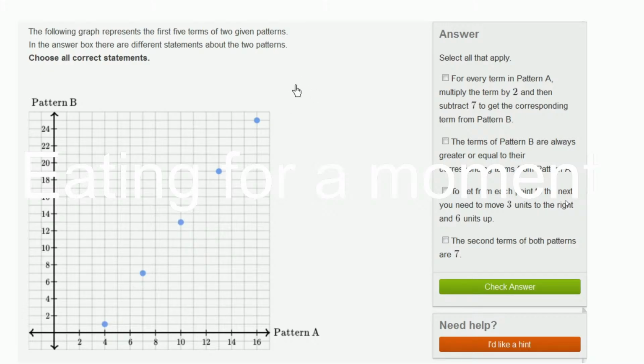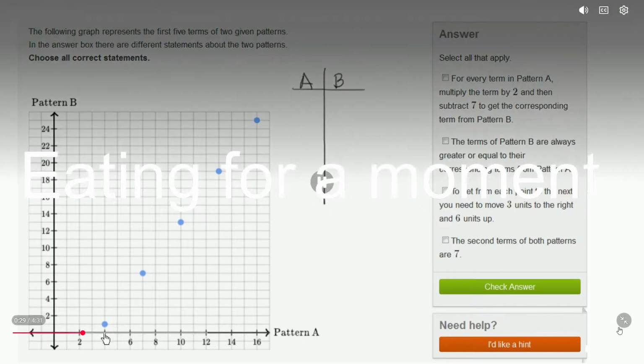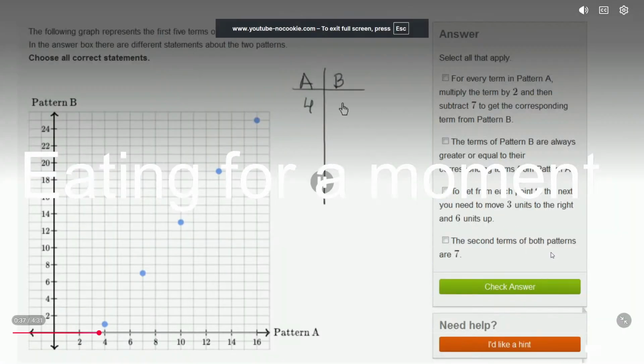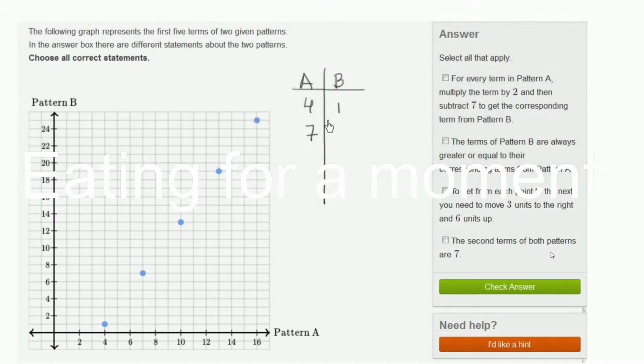So actually, let's figure out what the values are. So we have pattern A, and then we have pattern B. The first term for pattern A is 4, and when pattern A is 4, the first term for pattern B is 1. The second term for pattern A is 7, and when pattern A is 7, pattern B is also 7. Third term, pattern A is 10, and pattern B is 13. And then fourth term, pattern A is 13, and pattern B is 19. And then finally, fifth term, pattern A is 16, and pattern B is 25.